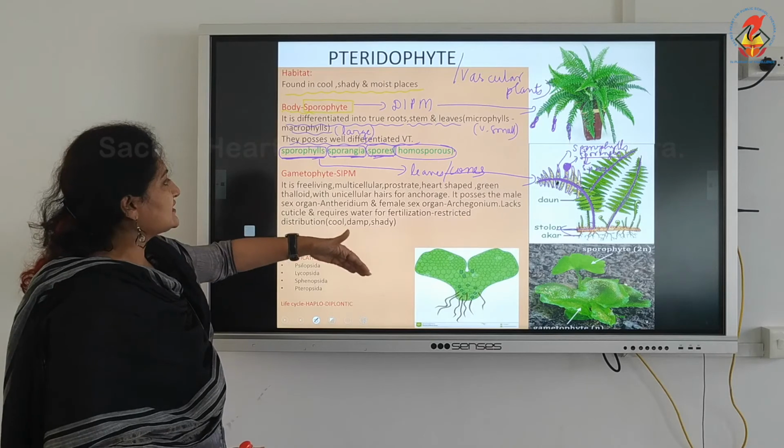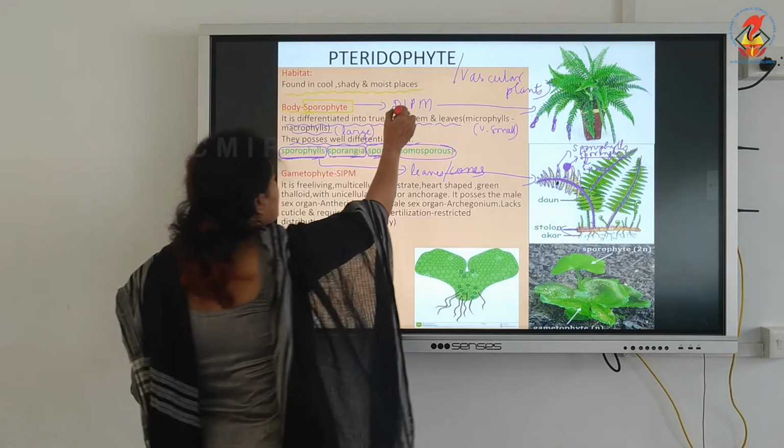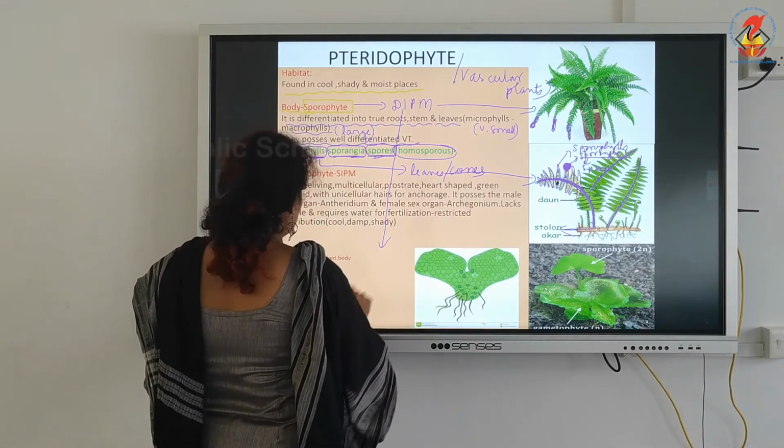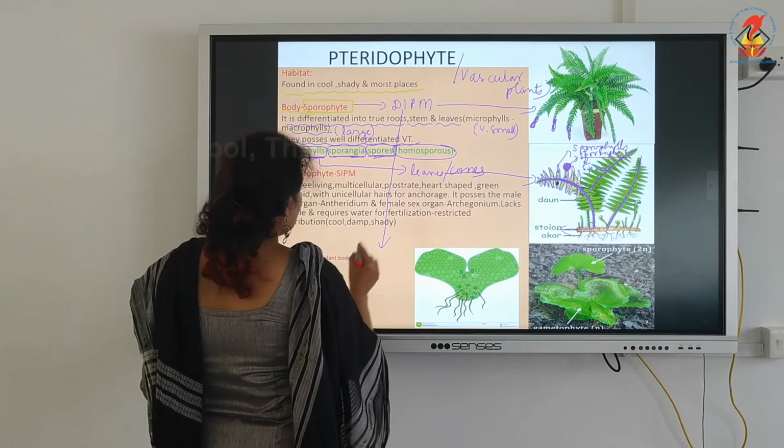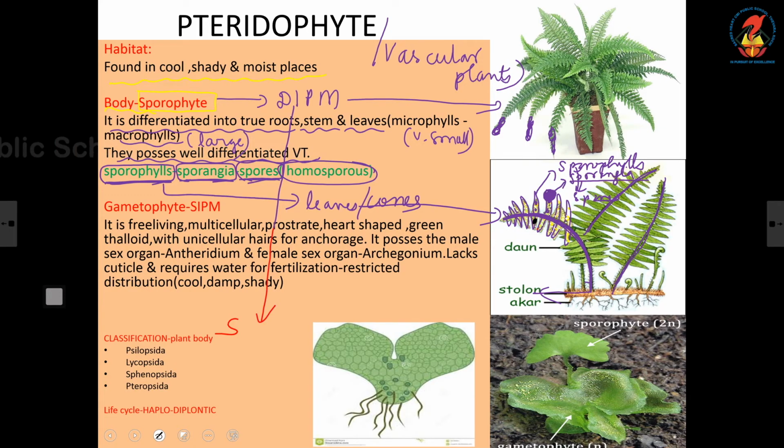Now, the other phase is the gametophyte. So, if the sporophyte is dominant, independent, photosynthetic, and multicellular, what should be the opposite? Short-lived, dependent, non-photosynthetic and unicellular. Now, let us analyze for pteridophytes. This is the picture of a gametophyte of a pteridophyte. Look at this gametophyte. It is heart-shaped.